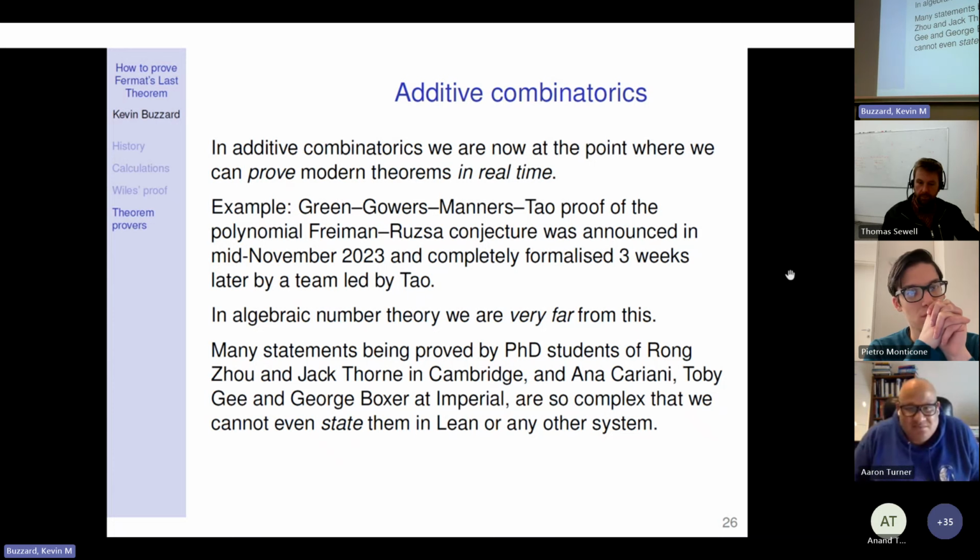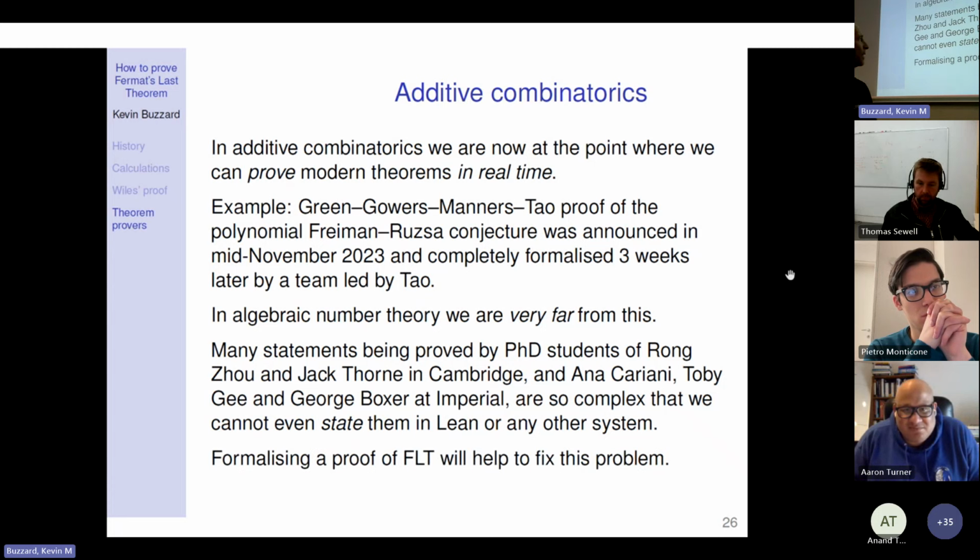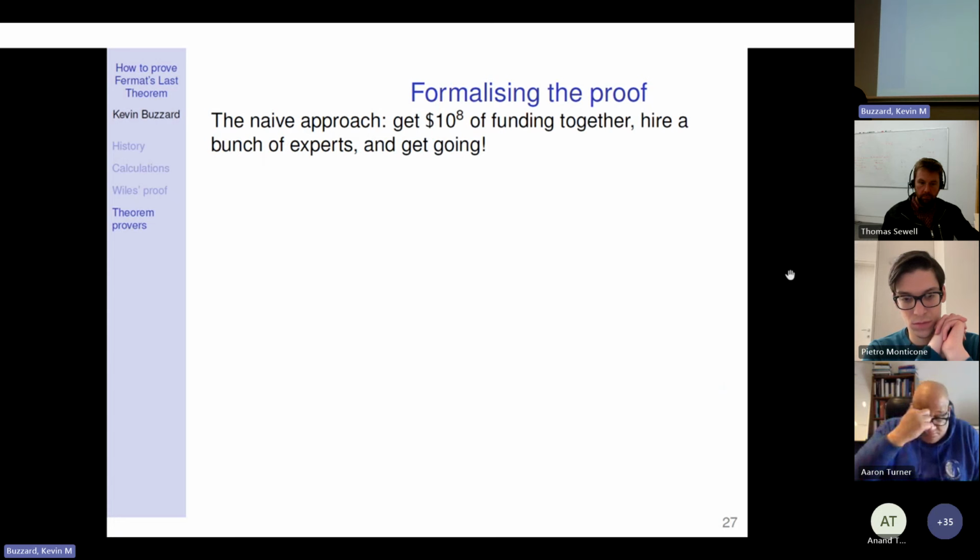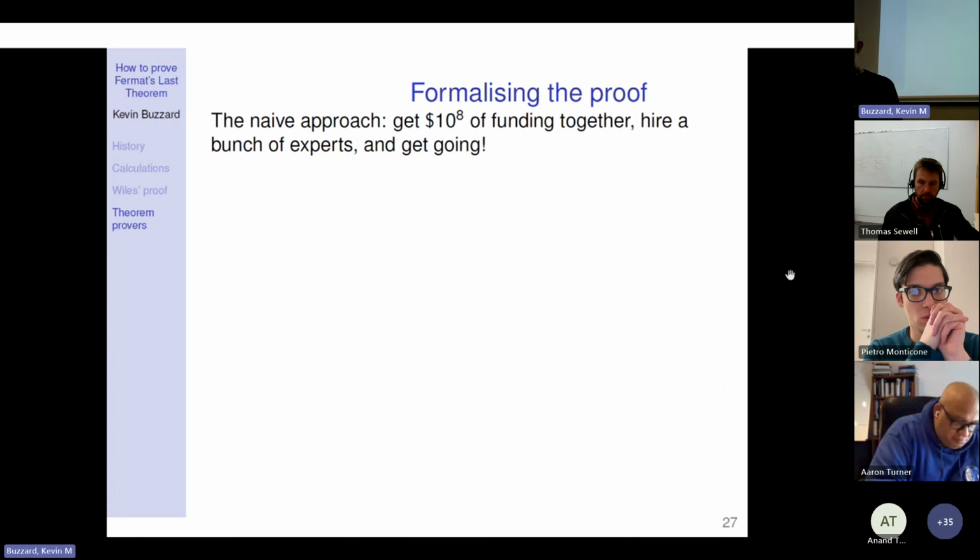We're a long way from taking over. So that's one of my motivations for doing Fermat's last theorem. We'll be forced to build a whole load of modern number theory, which at least will help us to state modern problems. So how are we going to do it?